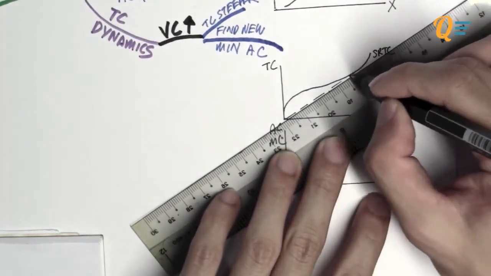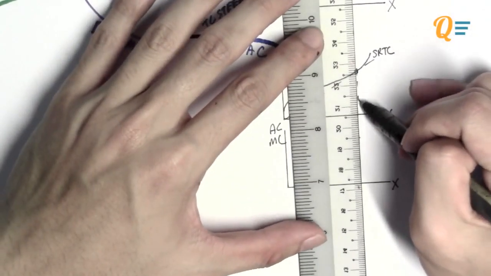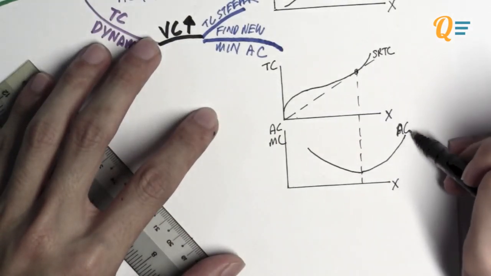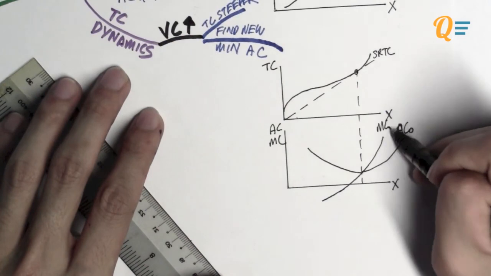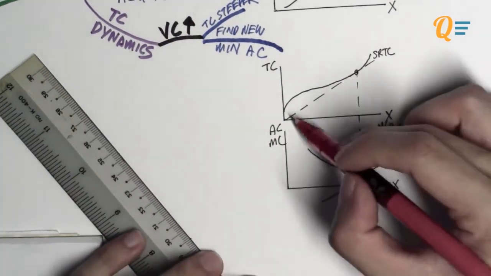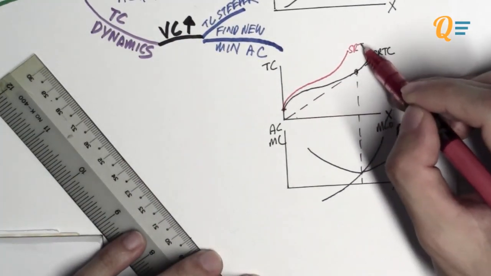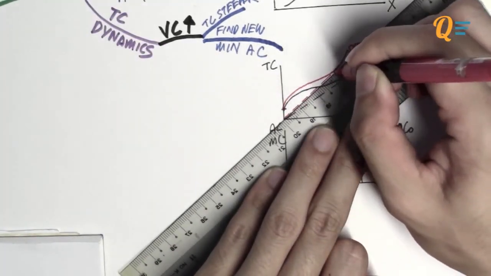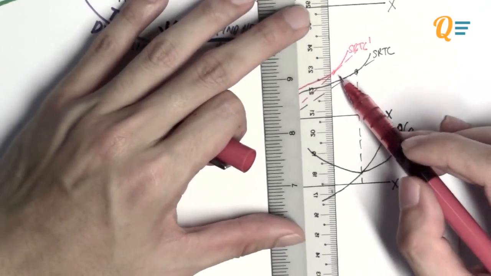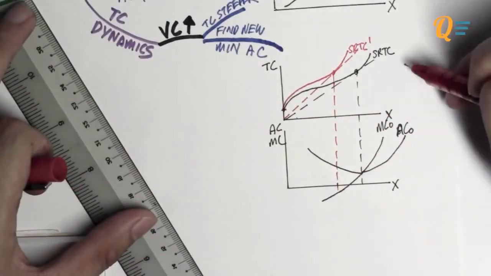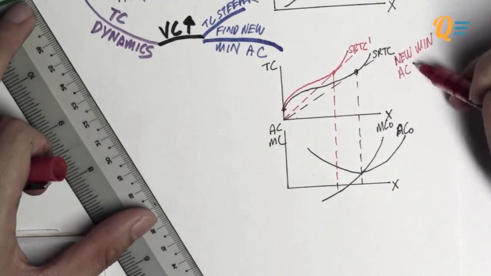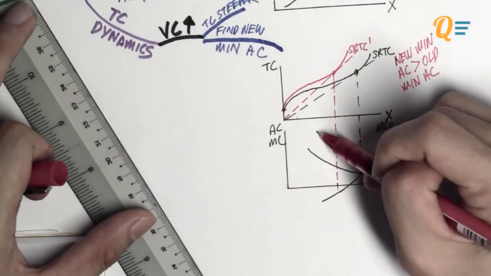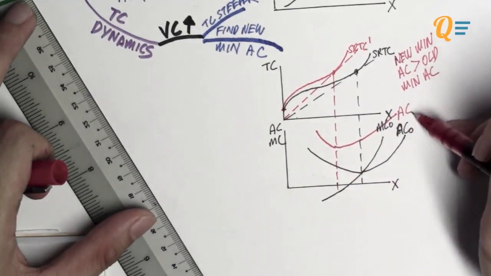So I'm just going to identify my initial minimum AC, okay, which is along this quantity of x. Okay, so that's going to be my AC naught, and here is my MC naught. So an increase in the variable cost is going to make my SRTC steeper, and all I got to do now is to find the new minimum AC, which is somewhere here. Okay, this level of x where my minimum AC is going to be. So my new minimum AC is obviously going to be more than my old minimum AC, so I'm just going to draw it somewhere here.